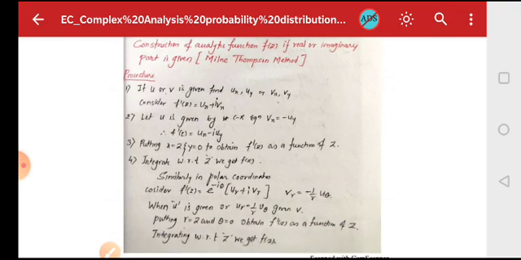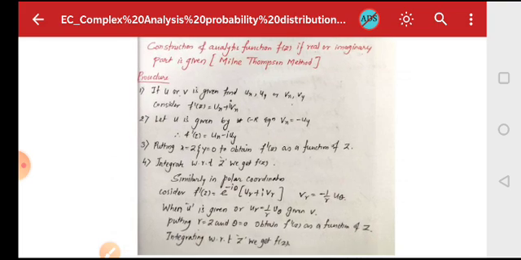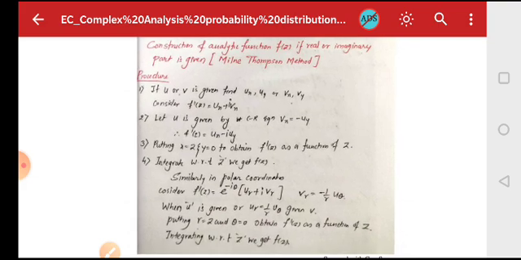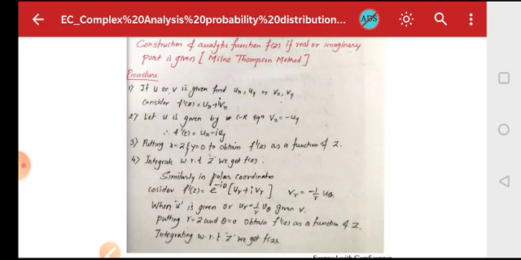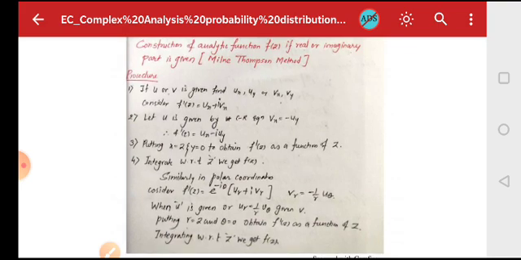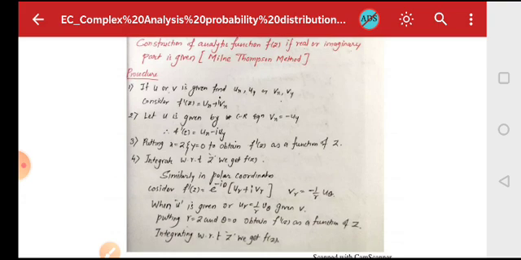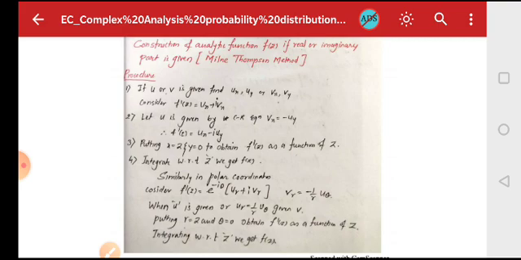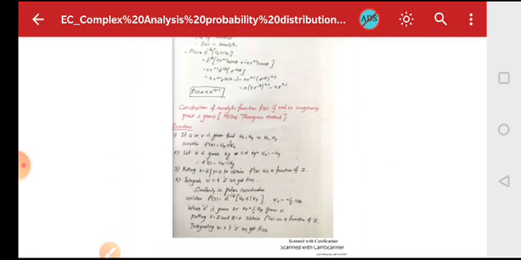Similarly, in polar form, f dash of z we need to take as e raised to minus i theta into ur plus i into vr, where vr is equal to minus 1 by r into u theta. When u is given, or when v is given, in that case ur is equal to 1 by r into v theta, we can use. Then putting r is equal to z and theta is equal to 0, obtain f dash of z as a function of z. Integrate with respect to z, we get f of z.